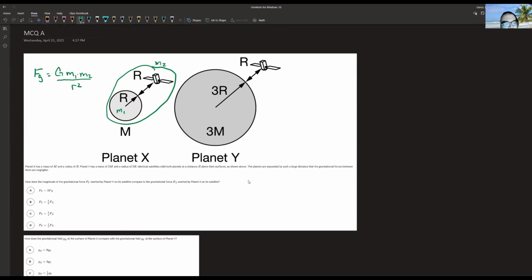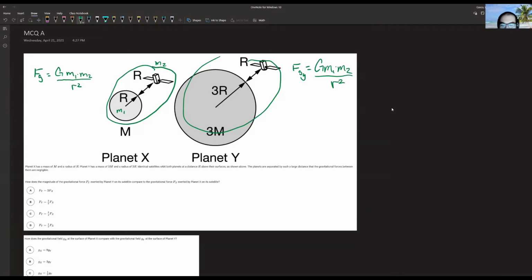And we're going to do two calculations. We're going to do the calculation for this system and the force for this system. And we're going to go ahead and make a comparison there.